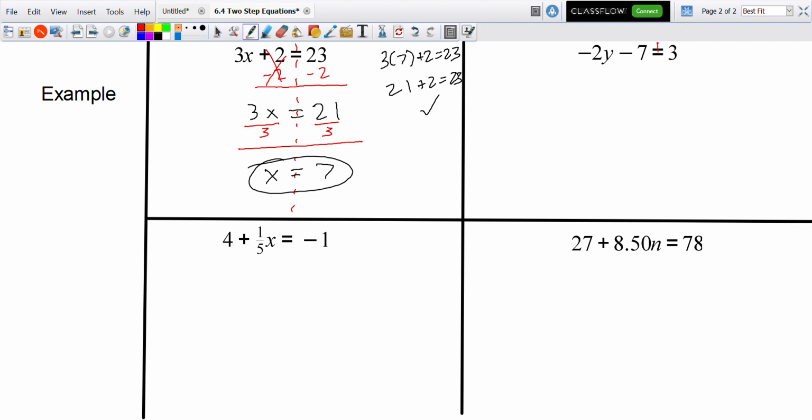Okay, let's try it here. My first step here is to get rid of the minus 7, the constant here, and the opposite of minus 7 would be to add 7 to both sides. Minus 7 plus 7 cancels out, so that leaves just the minus 2y, or the negative 2y, and 3 plus 7 is going to be 10.